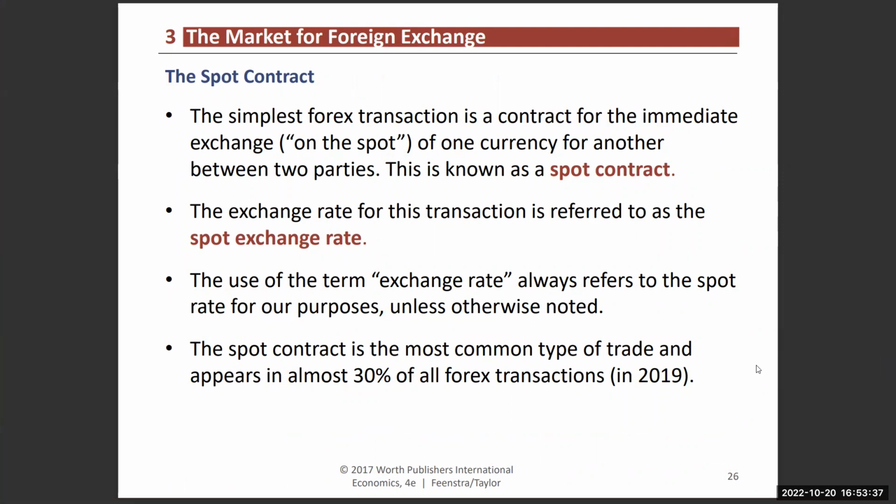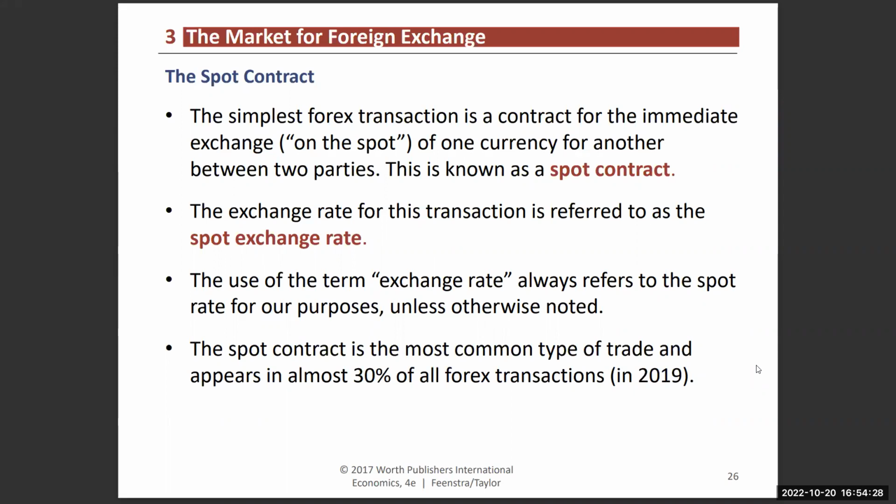So the simplest forex transaction is a contract for the immediate exchange of one currency for another currency between two parties. This is known as a spot contract. A spot contract is like, for example, when you are going on vacation and you want to exchange your money for the money of the country of destination. This is the spot transaction. The exchange rate for this transaction is referred to as the spot exchange rate, and this is important from the perspective of our further analysis. The use of the term exchange rate always refers to the spot rate for our purposes unless otherwise noted. I will inform you if this is not the case.